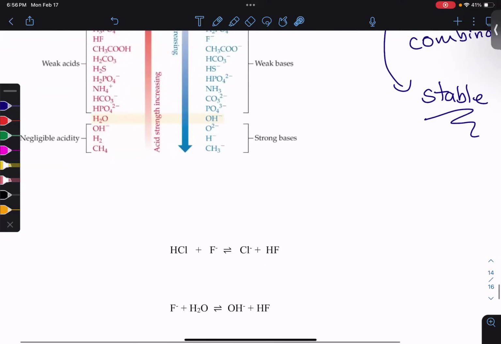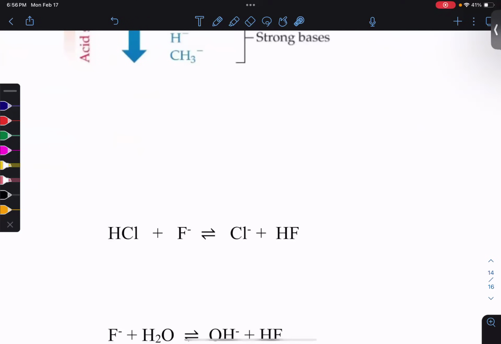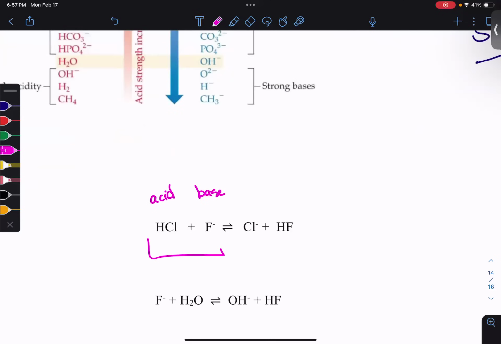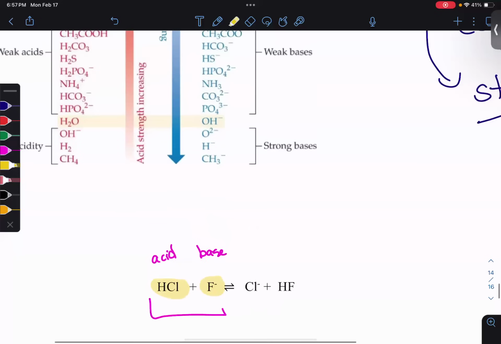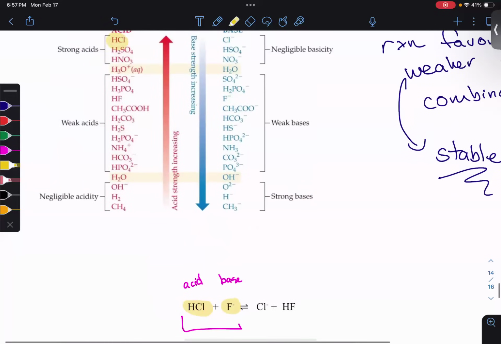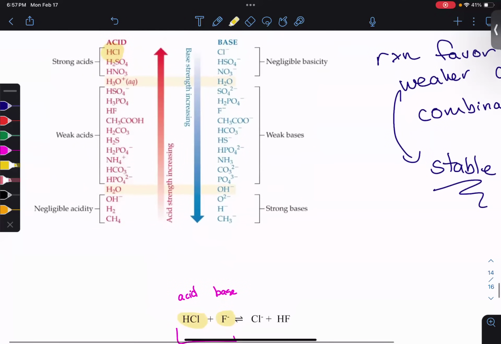So this is how I like to think about it. Just look at one side. HCl and F-. Which one's the acid and which one's the base? HCl is the acid. It has to be, because it's the only thing with hydrogen. F-, therefore, is the base. So look for those two things in the appropriate side. You're going to look for HCl on the acid side, and you're going to look for F-. You won't find F- on the acid side, but you'll find it on the base side. So I highlighted those.